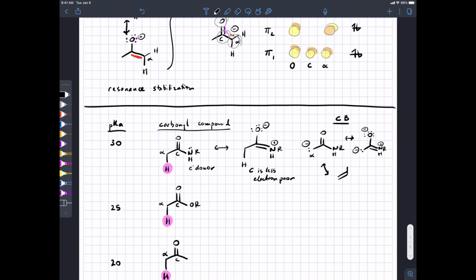That's right. Yeah. Enolate acidity of the carbonyl compound is based on these two resonance structures where the negative charge on the alpha carbon can be delocalized onto the carbonyl oxygen. But that's going to be less favorable if you're already donating electron density into that carbonyl carbon. Other questions?